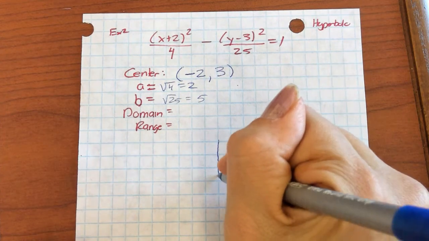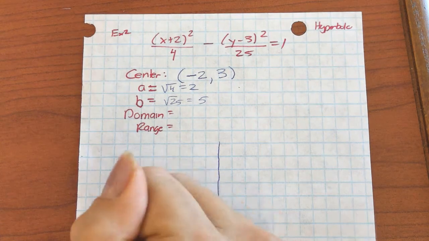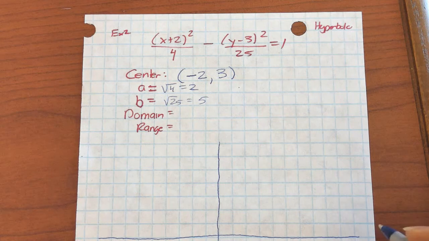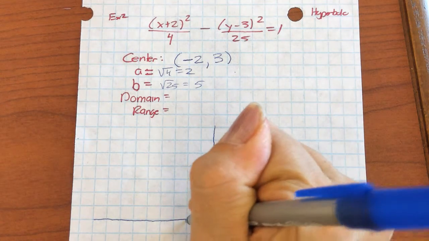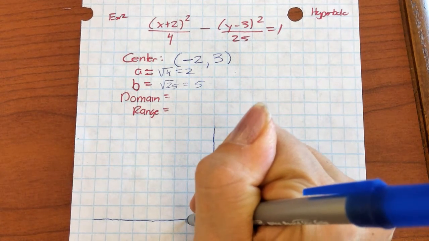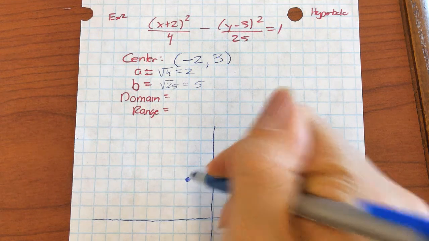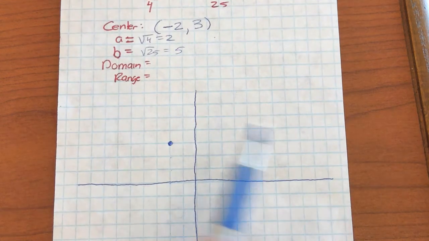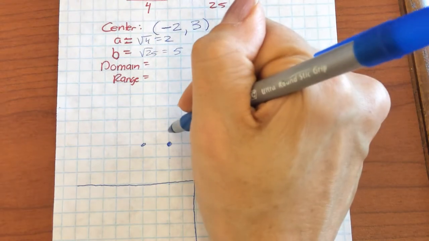So graphing hyperbolas is a little different. Ellipses and circles are very similar, but hyperbolas are a little bit different. So here's what we do. We graph our center, always graphing our center first. So I have -2, and then 1, 2, 3. So here's my center. Now, A, just like ellipses, goes to the right and left, so it's 2 to the right, 2 to the left, and B goes up and down, just like ellipses.